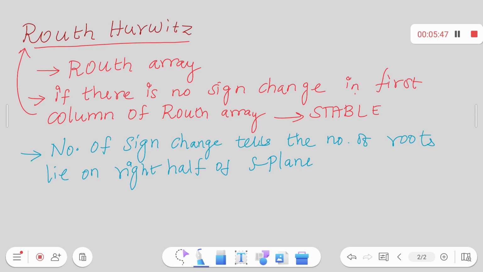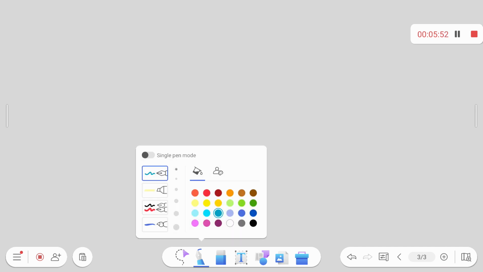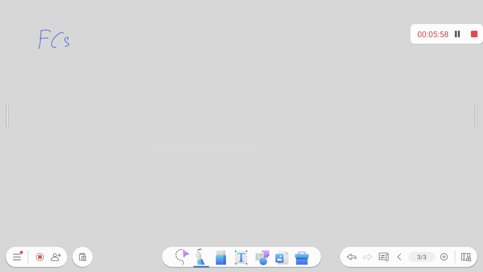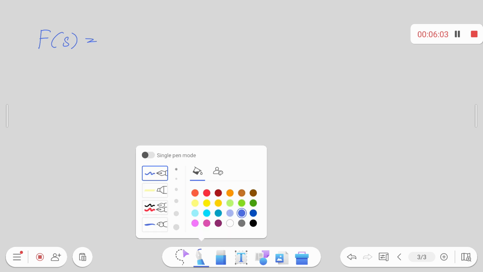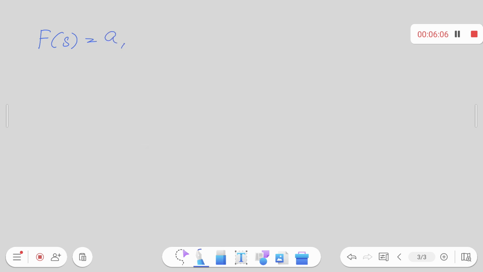Now I'll explain how to construct this Routh array table. For this, let us take a polynomial equation f of s, which is equal to a0 s power 5 plus a1 s power 4 plus a2 s cube plus a3 s square plus a4 s plus a5. Let us take this polynomial characteristic equation. Now for this we are going to construct Routh array.